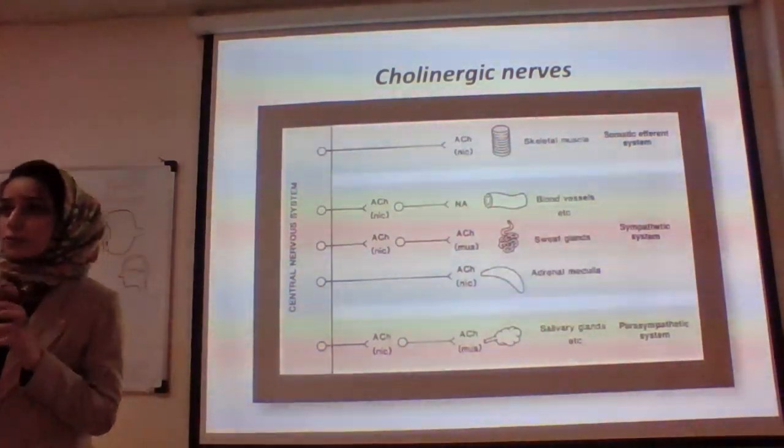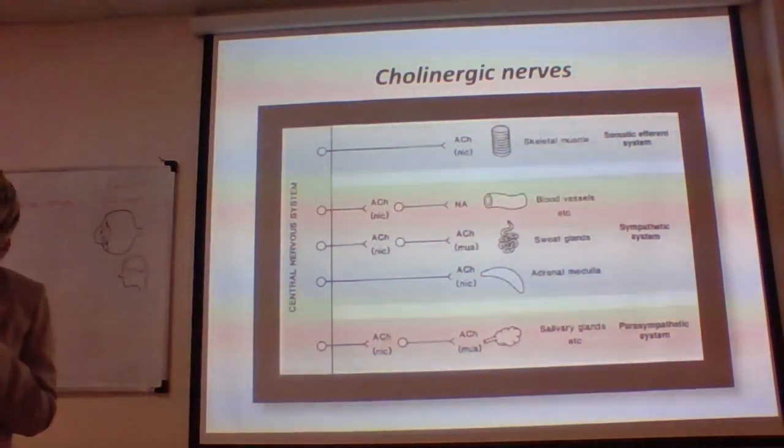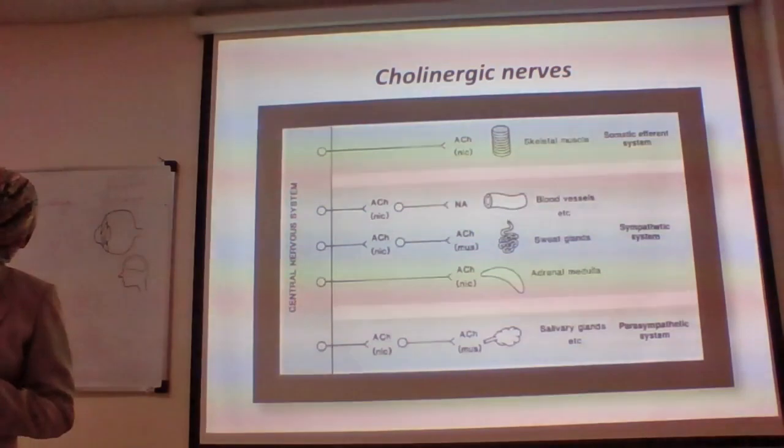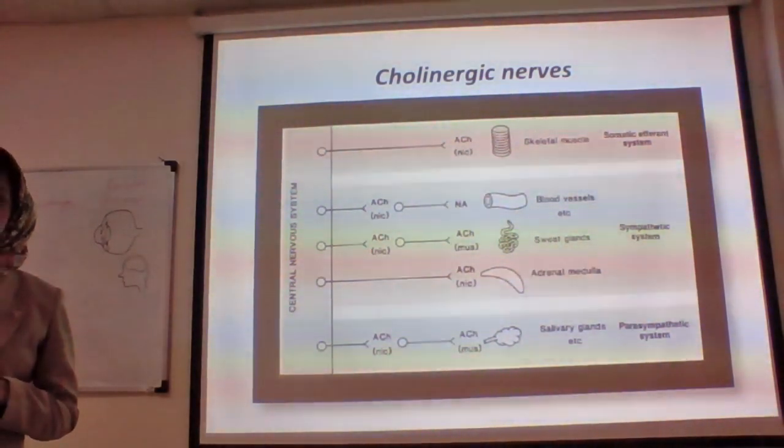The chromaffin cell was a modified ganglion. The chromaffin cell releases adrenaline or epinephrine.